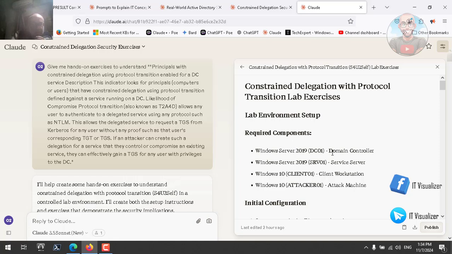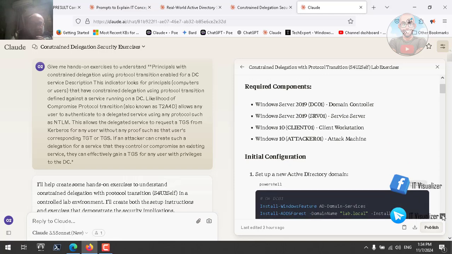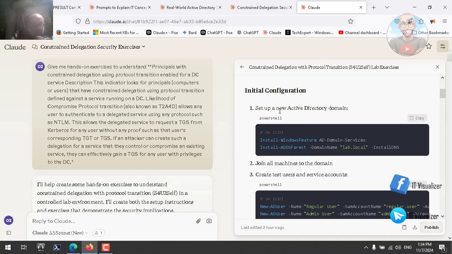Here we have a DC, domain controller. We have a service server, maybe an application server or a web server, client 1, a client workstation, and a Windows 10 attacker or attack machine. Initial configuration, very, very simple and good, by the way. Set up a new Active Directory domain, install. So you have a domain controller, okay. You need to add a new domain.